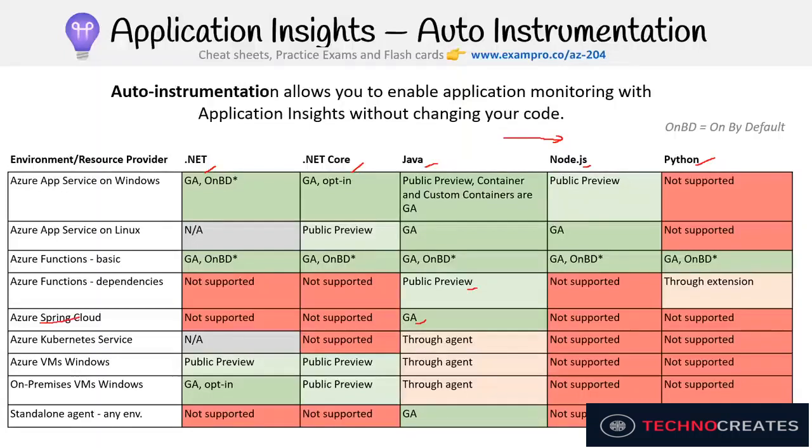So these will never get supported here. They should really say NA. Azure Kubernetes Service, so only for .NET Core and maybe through the agent. Virtual machine Windows, on-premise virtual machine Windows, they're the same here. And then for standalone agent, we have generally available for Java. So not a lot of support, but there is some. So, if you're in the .NET world or in the Java world, it looks like you're going to be in really good shape. But there you go.